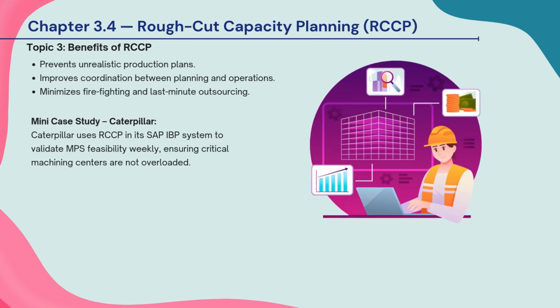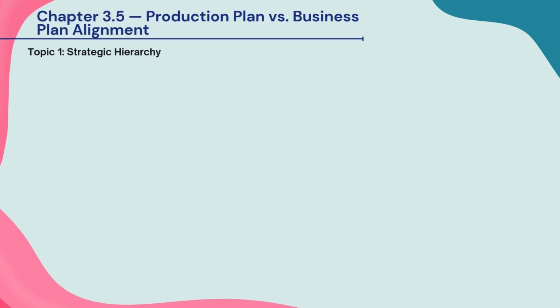This slide highlights why RCCP is important. It prevents unrealistic production plans by checking capacity early. It improves coordination between planning and operations teams. It reduces last-minute firefighting, emergency outsourcing, and capacity surprises. Mini case, Caterpillar. Caterpillar uses RCCP within SAP IBP to validate MPS every week, ensuring key machining centers don't get overloaded.